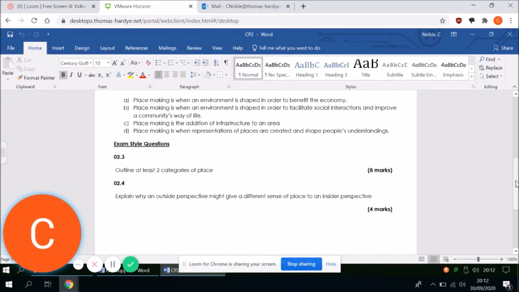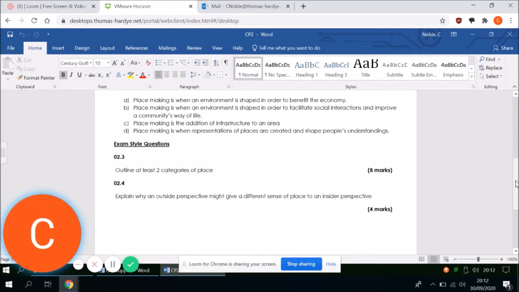Question 2.3, which is worth 8 marks, asks you to outline at least 2 categories of place. And it's worth knowing here that you'll have studied probably 4 separate categories of place at this point. You'll have studied rural and urban, you'll have studied insider and outsider perspectives of place, you'll have studied near and far places, and also media and experienced places.